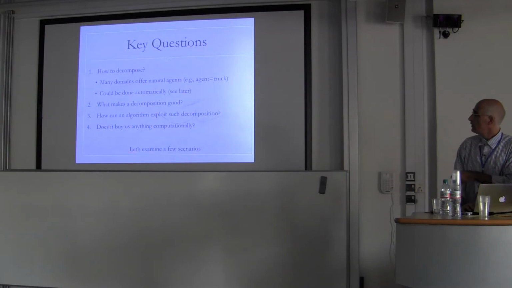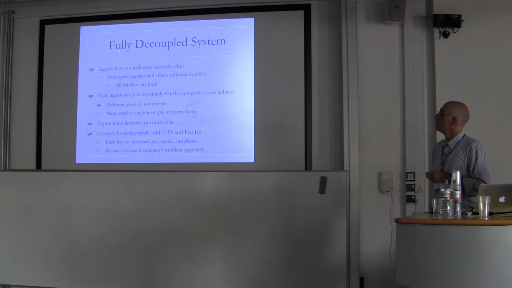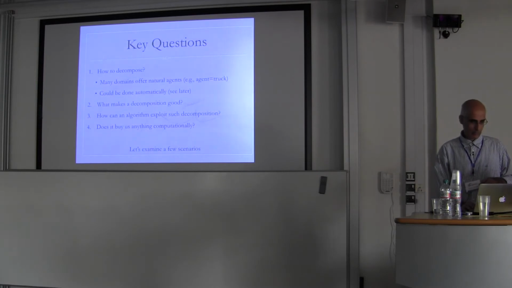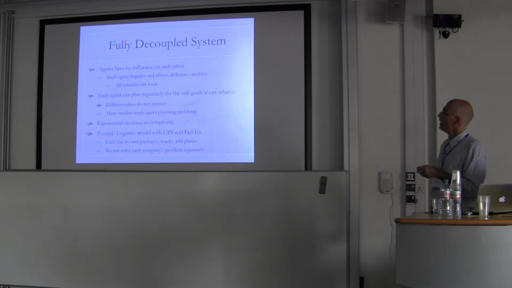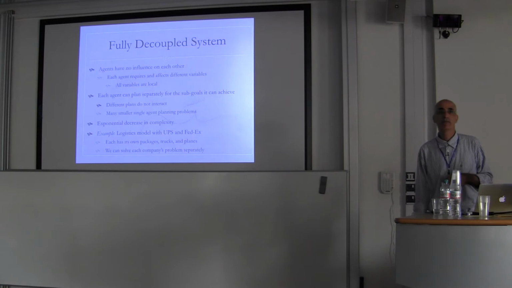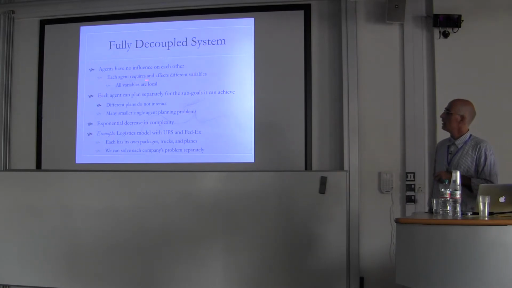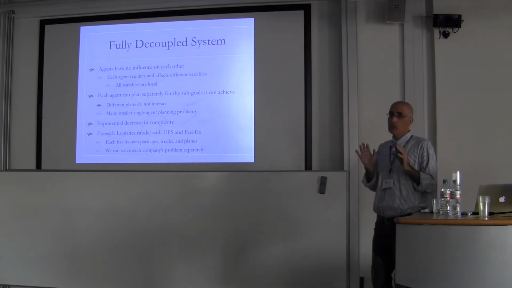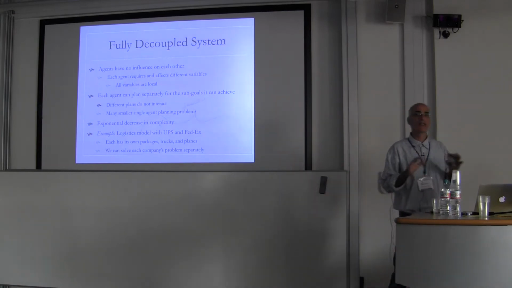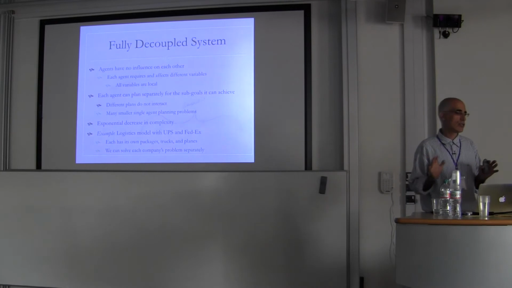So, we want to understand if we can do something with this decomposition. So let's look at different scenarios we can think of. Okay, one case is a fully decoupled problem. So we have agents that have no influence on each other. That means that each agent requires and affects different primitive propositions.